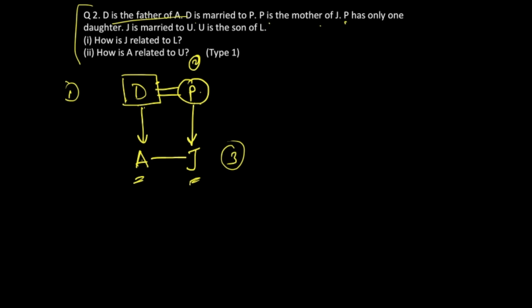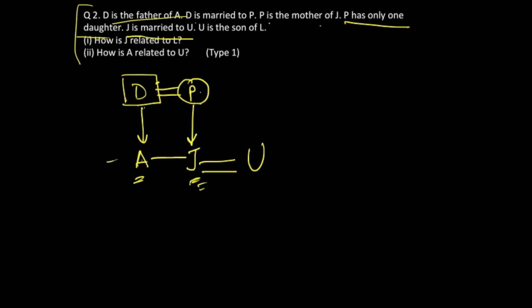Now it says that P has only one daughter. So one of these two is a daughter, right? So you don't know which is which. Now it is saying that J is married to U. In the next step, you will write that J is married to U. But since you don't know the genders, you still can't encircle or put a square around it.